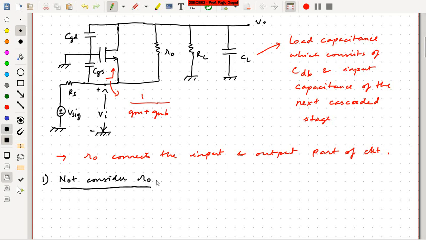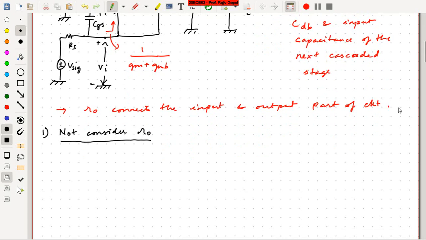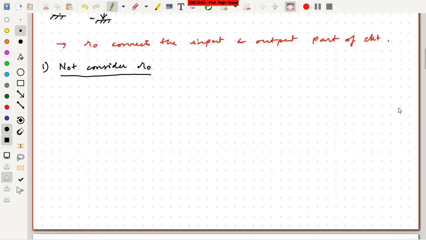Now without considering R naught, you can clearly see that the input side and the output side are completely isolated. You don't have anything which connects them, right? So they are completely isolated, which will make my analysis very easy actually. Finding out FH will be very easy, right? So if I don't consider R naught, what will be my circuit diagram? I'll draw it.